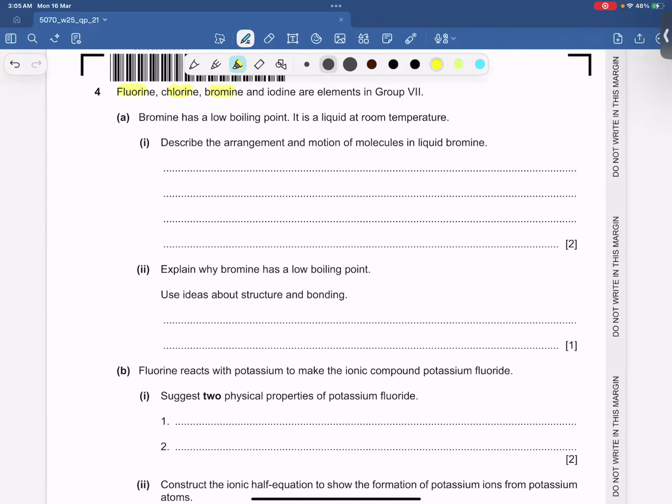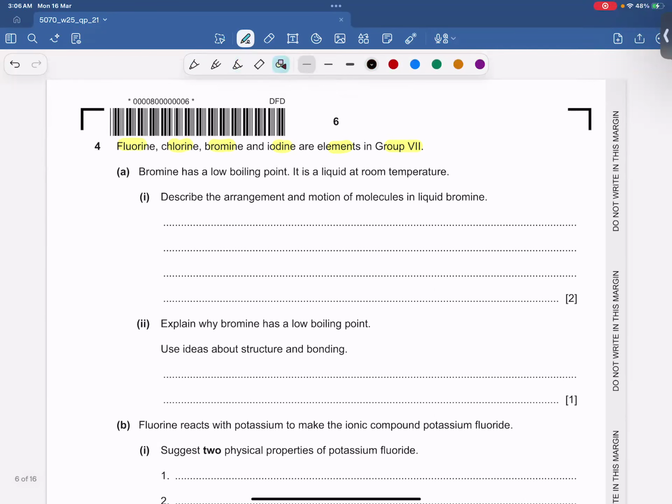Fluorine, chlorine, bromine, and iodine are elements in group 7. These elements are also called halogens. Bromine has a low boiling point. It is a liquid at room temperature. Describe the arrangement and motion of molecules in liquid bromine. Since it is a liquid, obviously irregular arrangement exists in the liquid state.